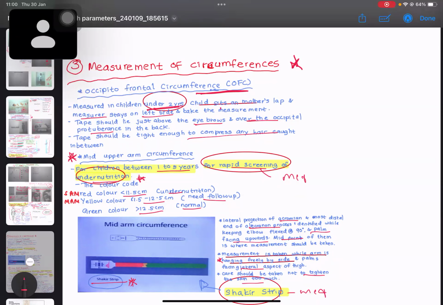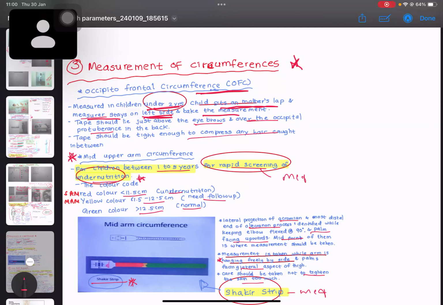The child sits on the mother's lap because the child won't be cooperative. So for that reason, we place the child on the mother's lap, and the measurer stays on the left side. Don't stay at the right side, because for all our other exam purposes, we stand at the right side of the patient, but to measure the OFC, it's easier to stand at the left side. So stay at the left side and take the measurement.